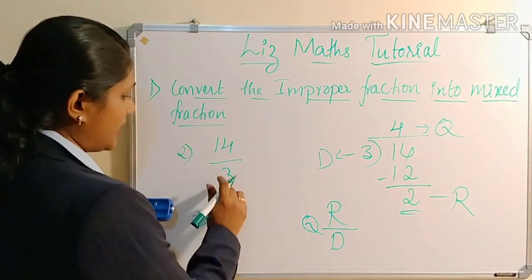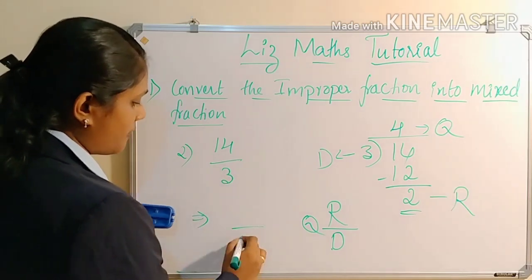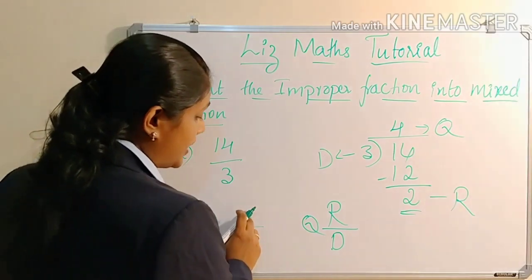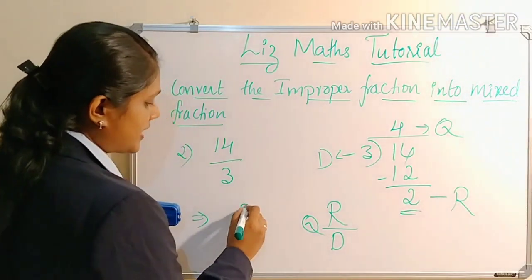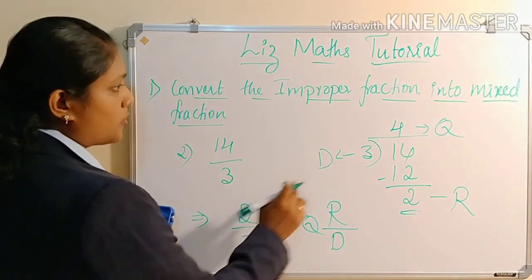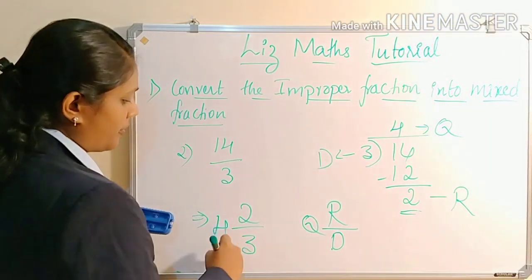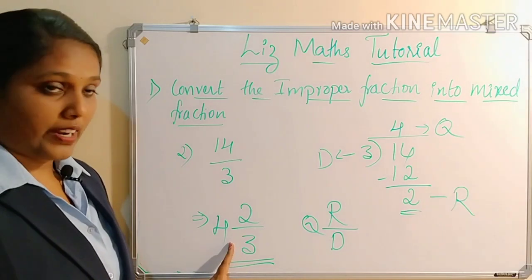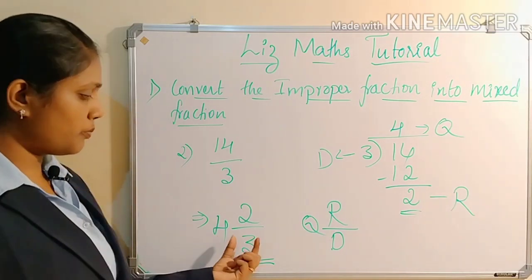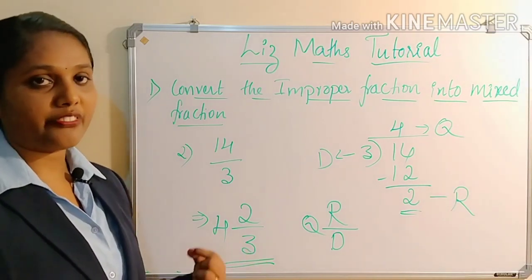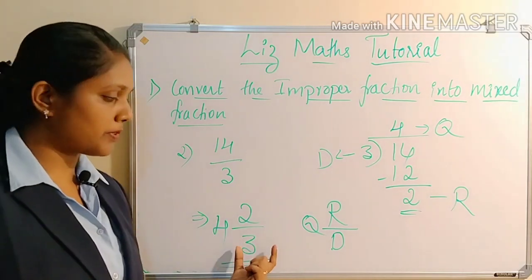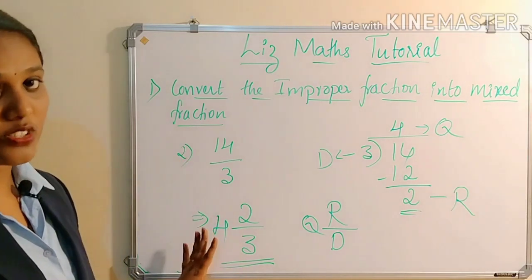So how to write the divisor? The same one. You have to write it here. And what is the remainder you got? The remainder you got as 2. And the quotient is 4. So this is a mixed fraction, isn't it? A natural number with a proper fraction. Is this a proper fraction? Yes. So a natural number with a proper fraction. This is a mixed fraction.